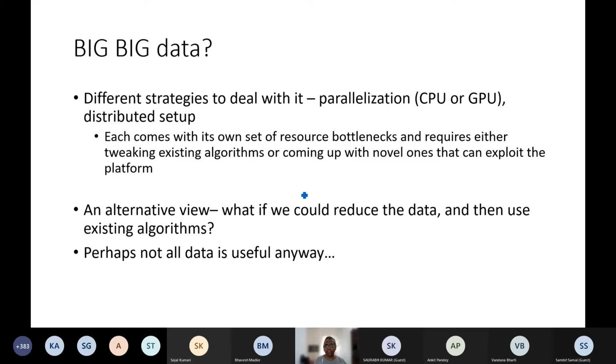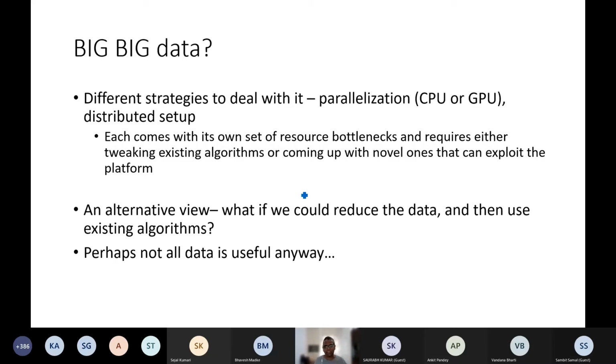So in this talk, I'll try to propose an alternate view. This is not a very novel view, frankly. The novelty is how it is implemented. The basic theme of it is very simple: can we reduce the data?